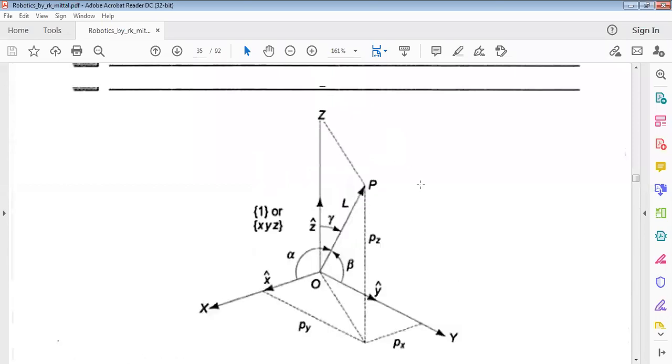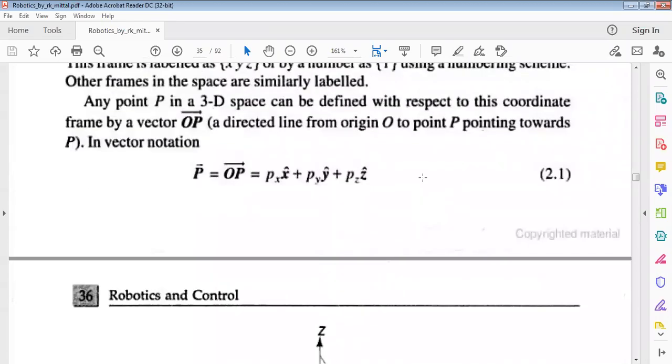Here, OP bar is a positional vector, which is represented as Px x bar plus Py y bar plus Pz z bar. You know that x bar, y bar and z bar are the unit vectors along the x, y, z axes, and Px, Py, Pz are the coordinate lengths of the point P.